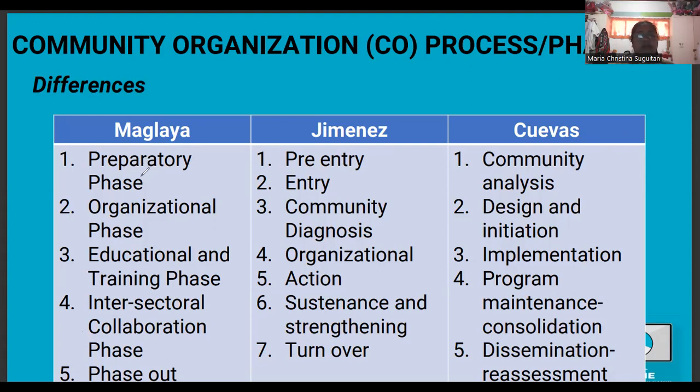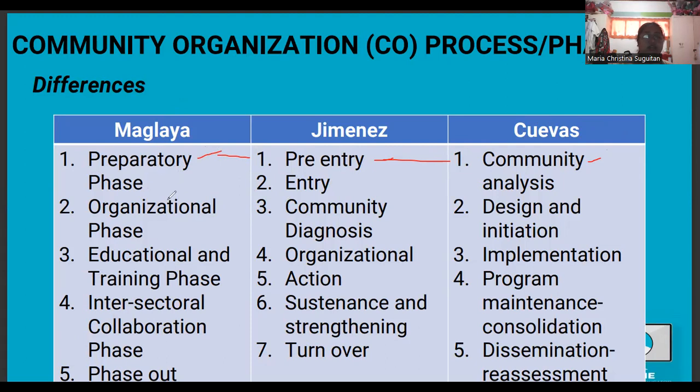Tignan nyo. Preparatory phase kay Maglaya, Jimenez is pre-entry, almost the same. And then si Cuevas is community analysis. Almost the same. Kasi parang nagbe-brainstorming dito eh. Diba? Spot map, nakikiusap kay kapitan, diba? Communication skills. O, sige. That's first. Mamaya ko talakayin naman ng mga pieces.